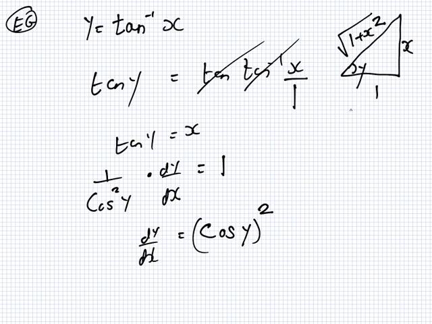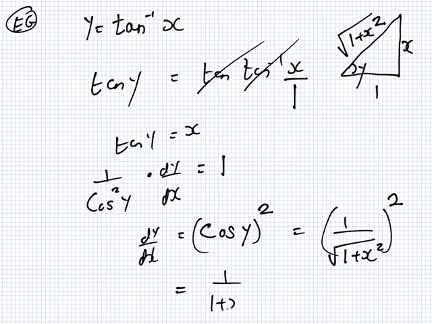Now we can get the cos of y, because the cos of y will be 1 over the square root of 1 plus x squared. Very complicated indeed, but very interesting indeed. So now we finish with 1 over 1 plus x squared as the answer. So the end of the story is the derivative of tan inverse.